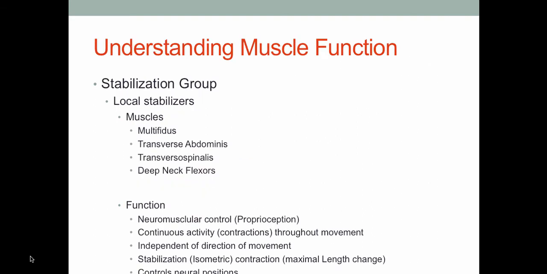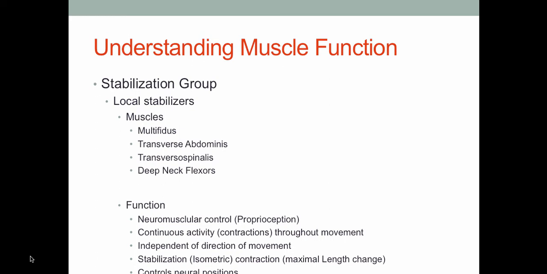So again, some examples of the stabilizers. Local stabilizers could be the multifidus, transverse abdominis, the transversospinalis, or the deep neck flexors. Again, I call them the glue. I think that helps you remember what their role is, and that they're deep and they're small. They function through proprioception, so they have neuromuscular control. They provide a continuous activity that stabilizes throughout movement, so they're contractions that continue throughout the movement. They're independent of the direction of the movement, and they are generally isometric contractions with a minimal length change, and they control neutral positions.